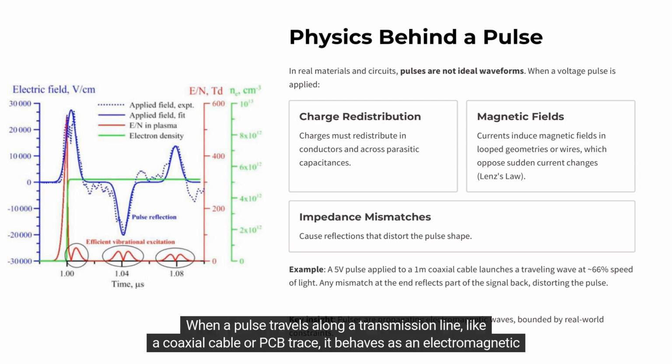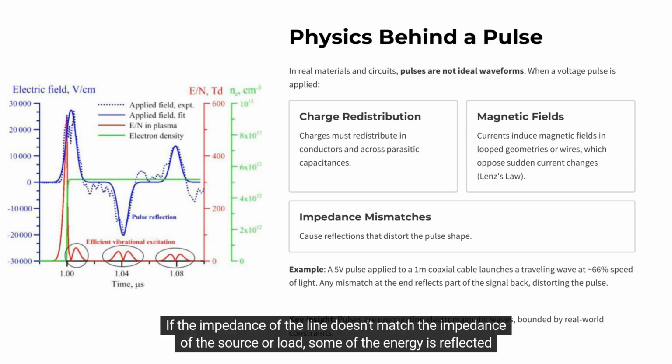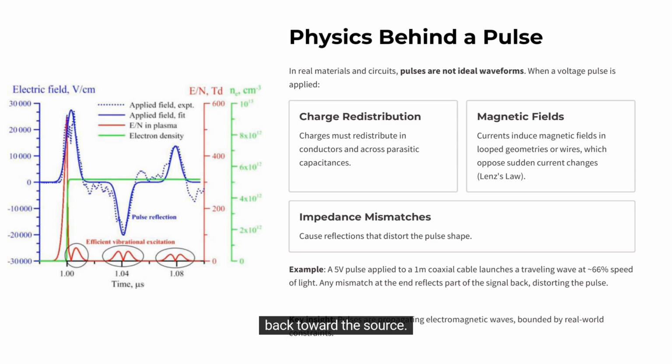When a pulse travels along a transmission line, like a coaxial cable or PCB trace, it behaves as an electromagnetic wave. If the impedance of the line doesn't match the impedance of the source or load, some of the energy is reflected back toward the source. These reflections interfere with the original pulse, causing overshoot, ringing, and double edges or echoes.